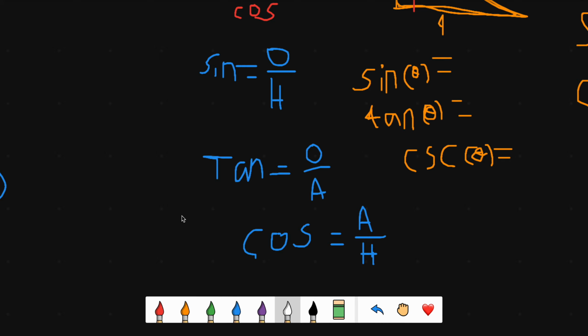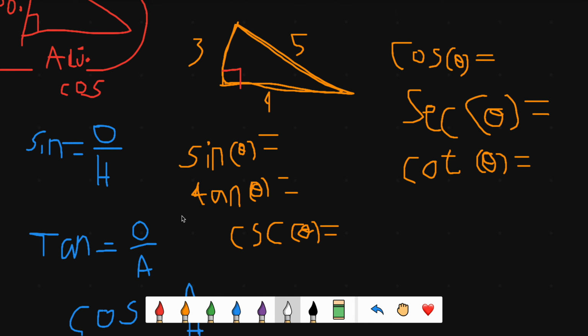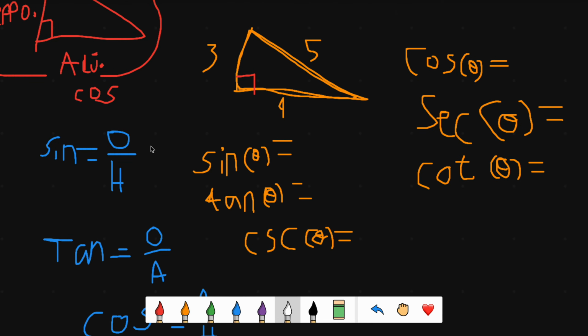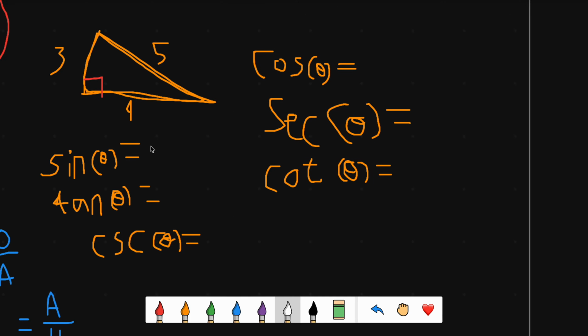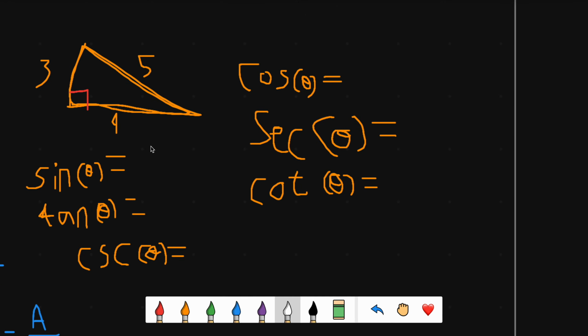So sine is opposite over hypotenuse, and tan is opposite over adjacent. Cos is adjacent over hypotenuse. Now let's see how we can find an answer to these. Let's say we have a triangle whose opposite is 3, the adjacent side is 4, and the hypotenuse is 5. How can we find the sine, tangent, cosecant, cosine, secant, and cotangent?